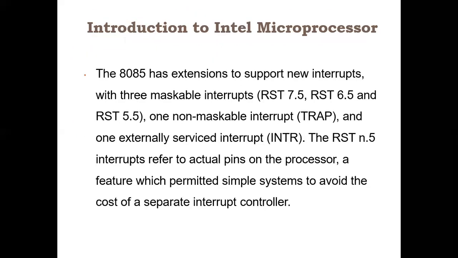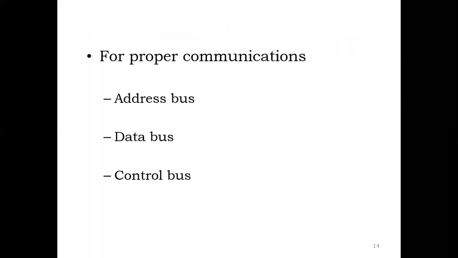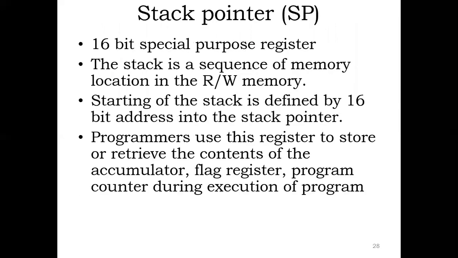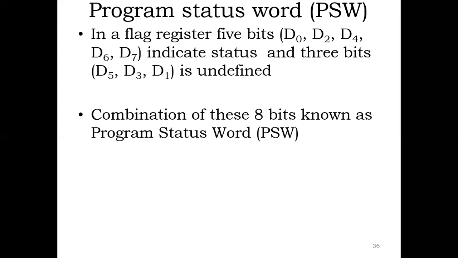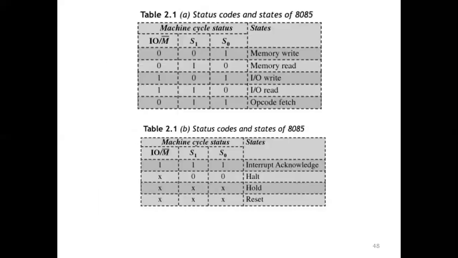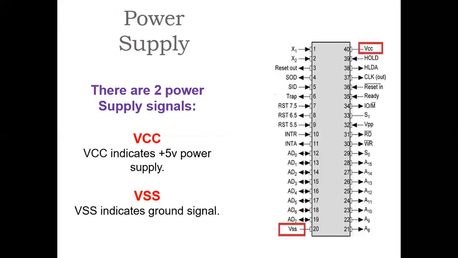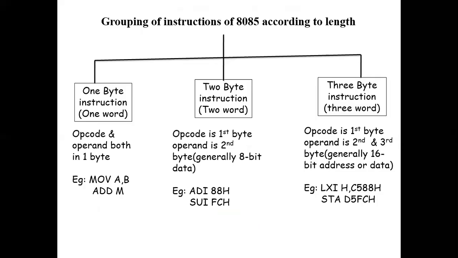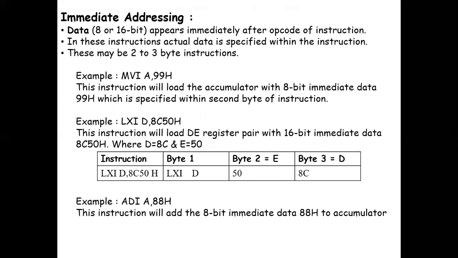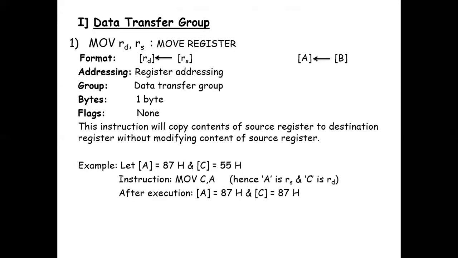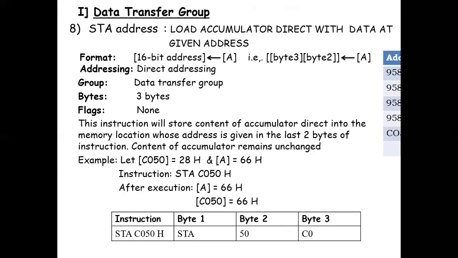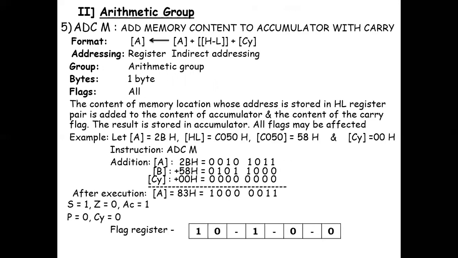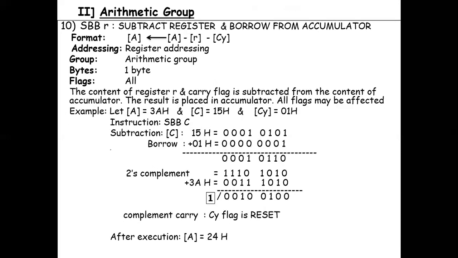This is the 8085 architecture. Pin diagrams, addressing modes, different kinds of addressing modes. We discussed them with particular examples. This is the instruction set we discussed last class. There are different kinds of instruction groups.